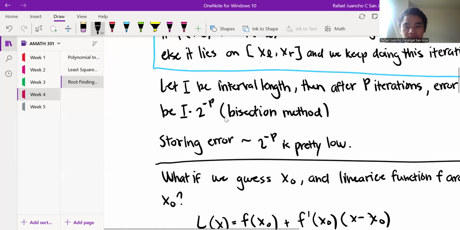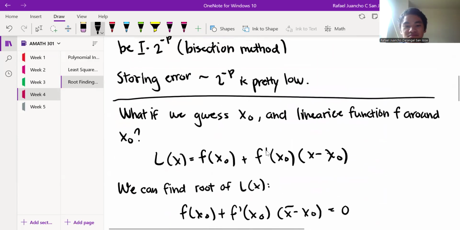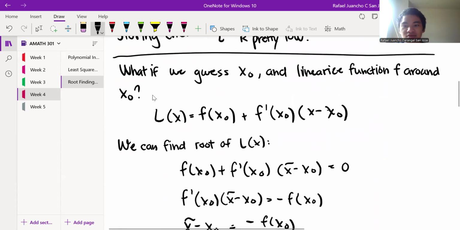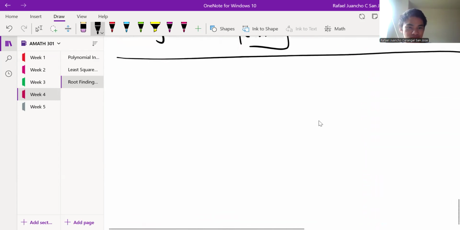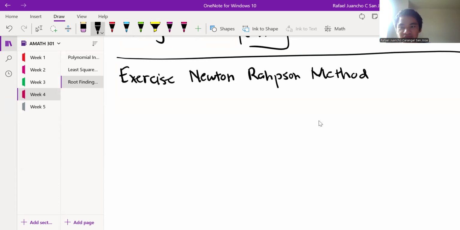Okay, moving on. Let's go ahead and do the Newton-Raphson method. So just a brief review. Newton-Raphson method is basically this. We linearize a function. What do we mean by linearize a function? Let's say we have some function. Okay. Let me do the exercise for the Newton-Raphson method.